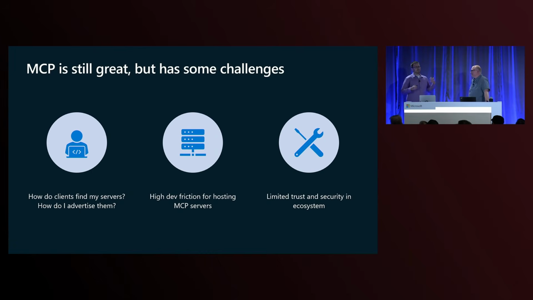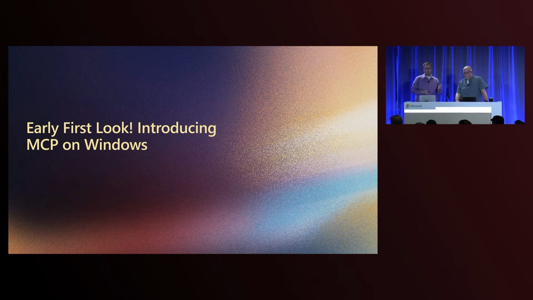Yeah, so if we're going to summarize some of the challenges you ran into, first, like we were talking about, how do clients find my servers? How do I advertise it to them? How do we reduce the friction for hosting servers? And then finally, of course, if everyone's doing this highly manual process of, I'm going to publish this here, and here's a key for that, how do we make sure that there's enough trust and security in the ecosystem? So obviously, we've shown little hints of it with the confirmation dialogues that you're seeing. We're going to show you an early first look at MCP in Windows, which we hope will solve some of these problems.